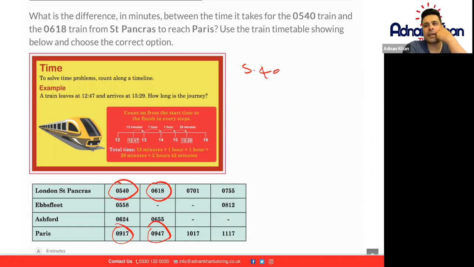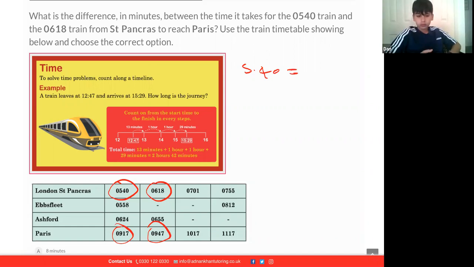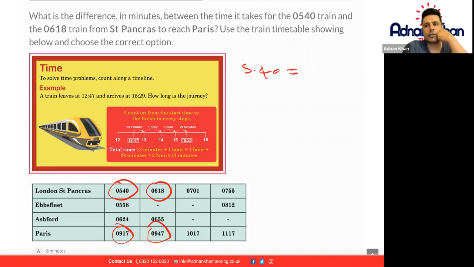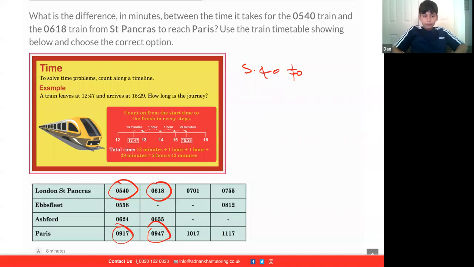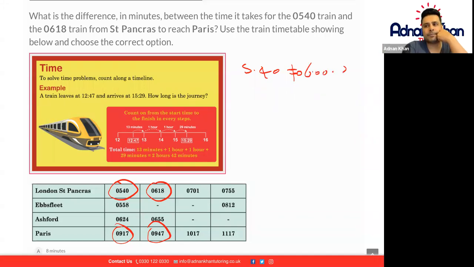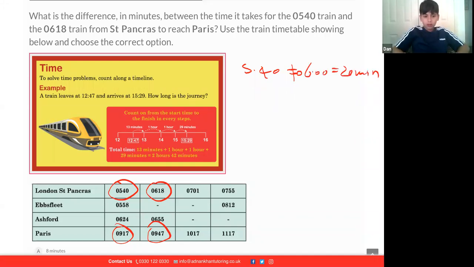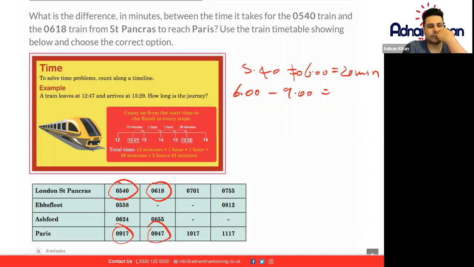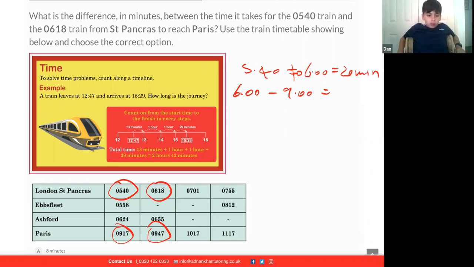So let's work this out. Let's break it down. So 540, how would you do it? So I added 20 minutes to 6. Then I added 20 minutes to 6, that takes us to 6 o'clock. Then half an hour will take us to 9. Then add 17 minutes. And so that, hold on a second.